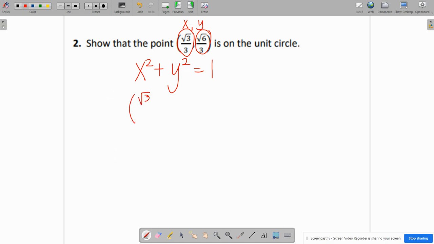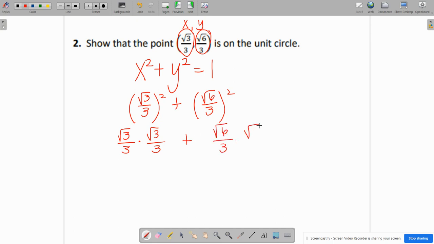So we want to take root 3 over 3 and square it, and add that to root 6 over 3 squared, and confirm that we do get 1. So it's all about work here. You're showing that this point is on the circle, so you don't want to skimp out on your steps for the work that you're showing.